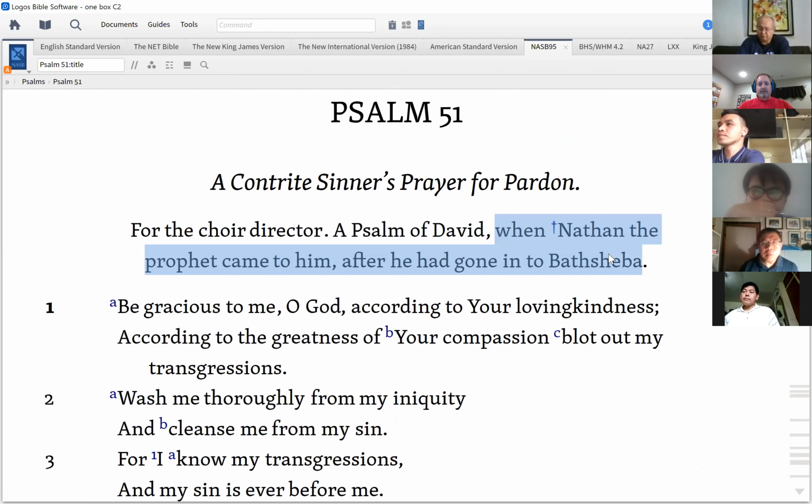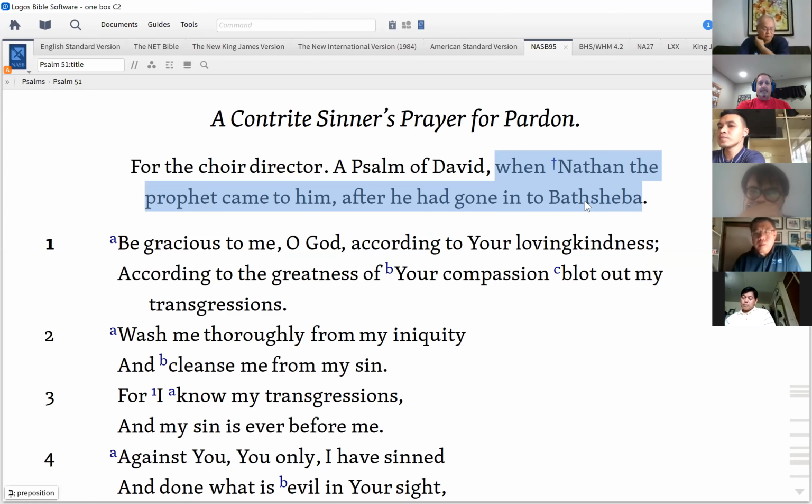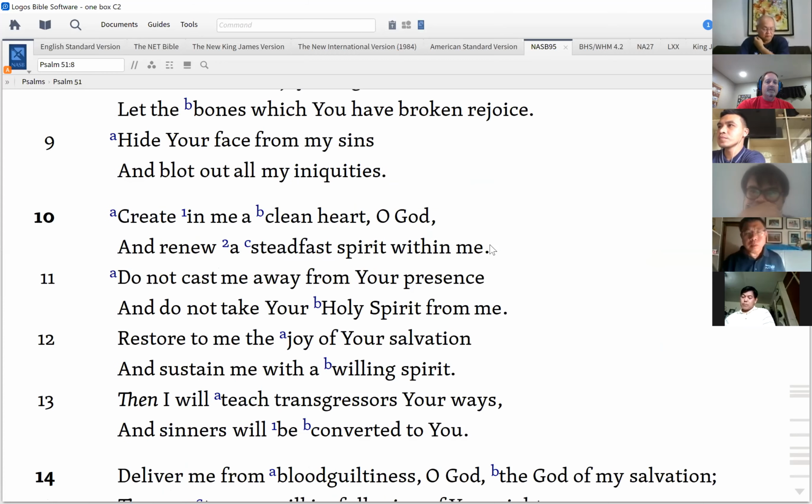We know when the psalm was written. We know why it was written. We know the circumstances that brought it about. We know who wrote it. And in the psalm, we realize who he wrote it to: it is a prayer to God, right? So the title of this psalm gives us a lot of information, doesn't it? Very helpful. We could go to the next psalm, Psalm 52.